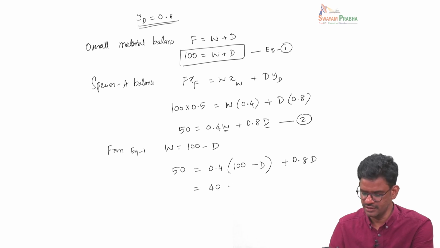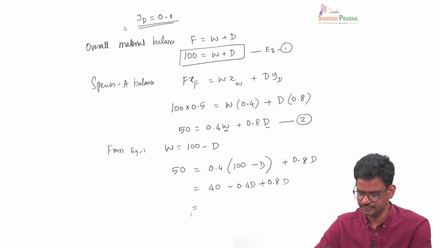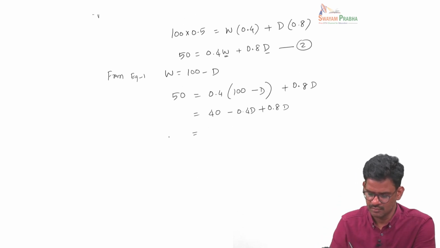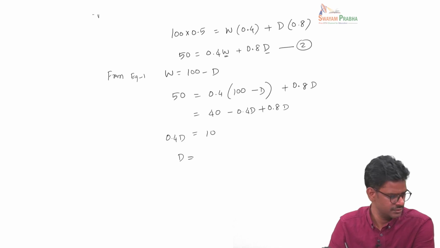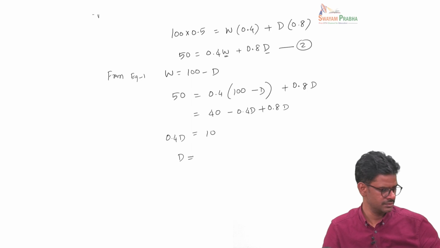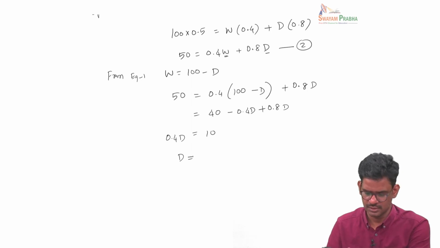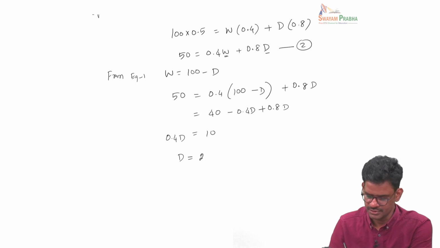So, we get 50 is equal to 40 minus 0.4 D plus 0.8 D. So, this is basically 0.4 D is equal to 10. And this becomes D equal to 25 kilomoles per hour.